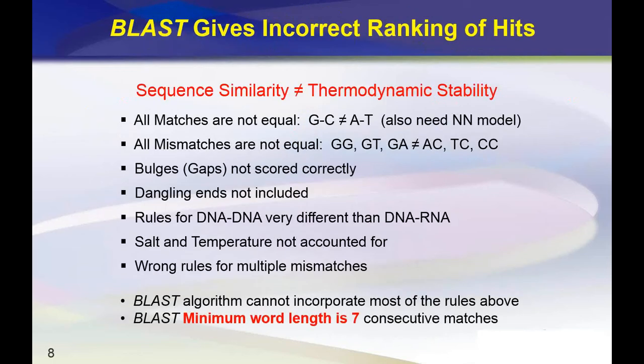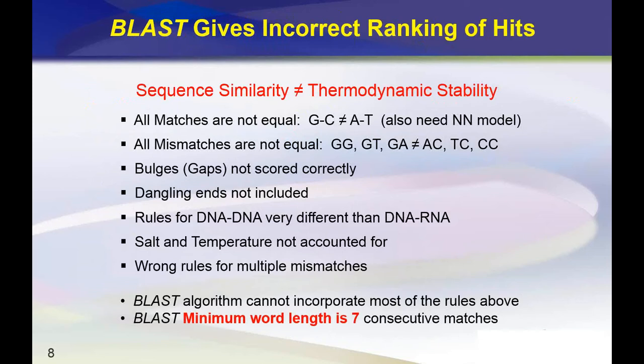All right, so let's talk about the ranking of results. So I mentioned that sequence similarity is not the same as thermodynamic stability. And we can see that right off the bat. BLAST scores all sequence matches the same. So an A match is the same as a C or G or T. But we know in thermodynamics that GC base pairs are not the same as an AT base pair. GCs are much more stable. And furthermore, really you need a nearest neighbor model to accurately predict hybridization. All right, so right off the bat is a problem with using the complement and then using BLAST.